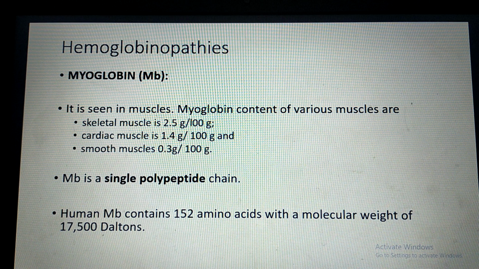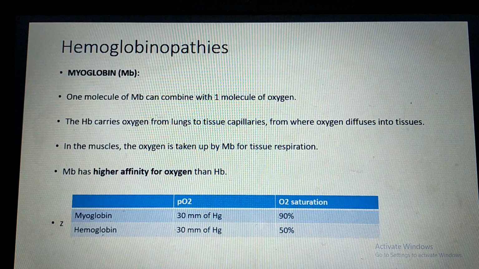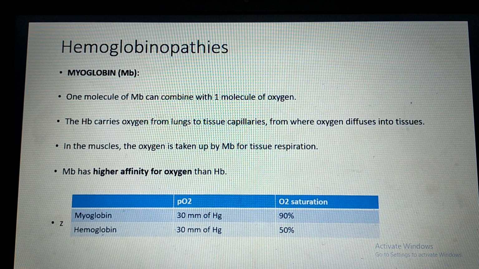Myoglobin is made up of a single polypeptide chain. Human myoglobin contains a globin chain which is made up of 152 amino acids and its molecular weight is 17,500 daltons. One molecule of myoglobin can combine with one molecule of oxygen.